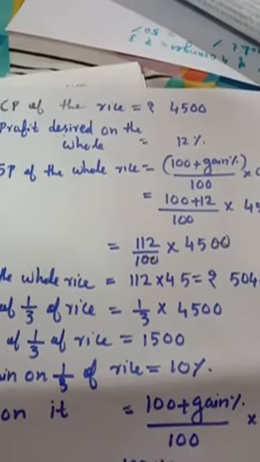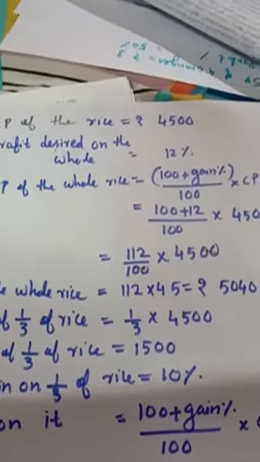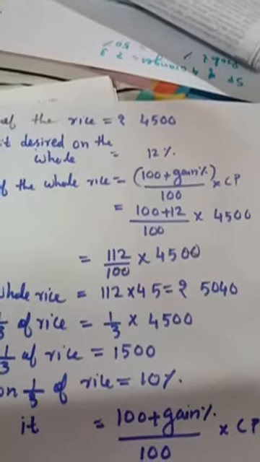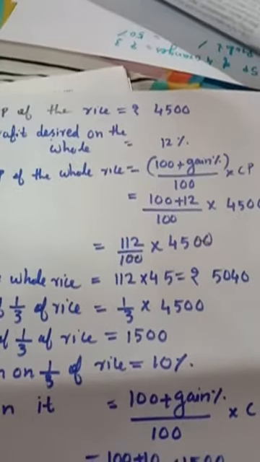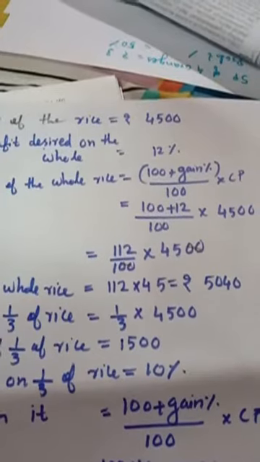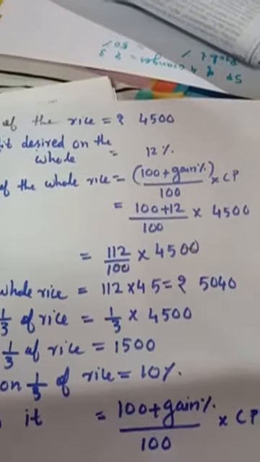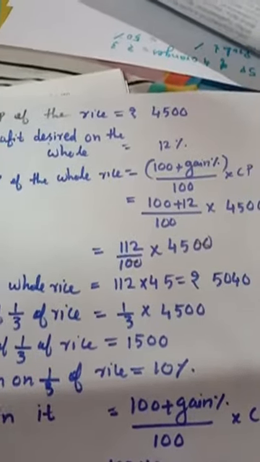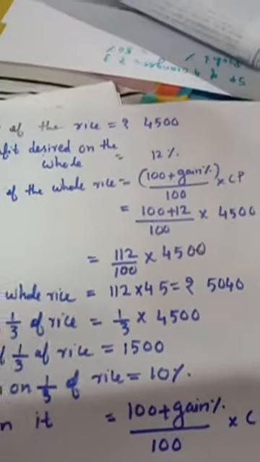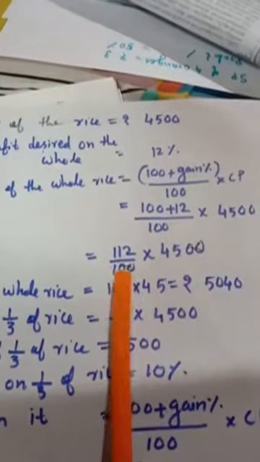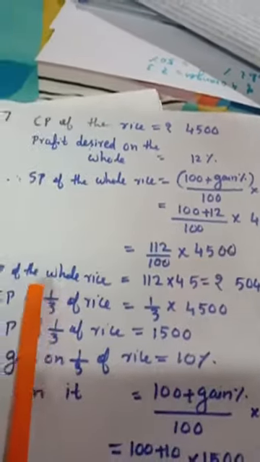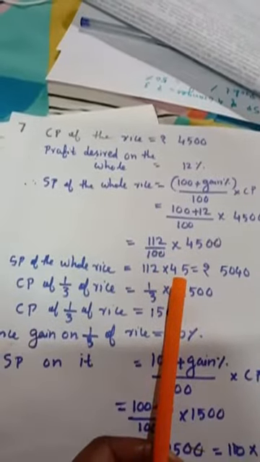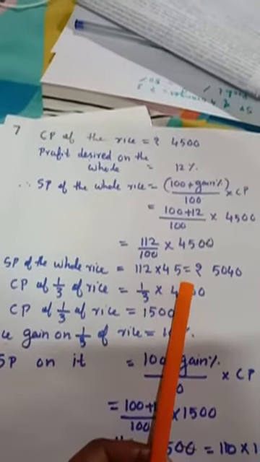So first we want to find SP of the whole rice. At what price does he want to sell the whole rice? SP is equal to, what is the formula for finding SP? If CP is given, (100 plus gain) by 100 into CP. That is 100 plus 12 by 100 into 4,500. So 112 by 100 into 4,500. In 100 the two 0s get cancelled, in 4,500 the two 0s get cancelled. So 112 into 45. SP of the whole rice is equal to 112 into 45, which is rupees 5,040.